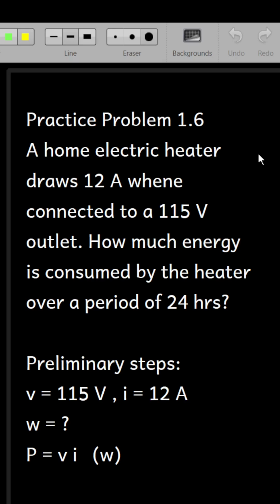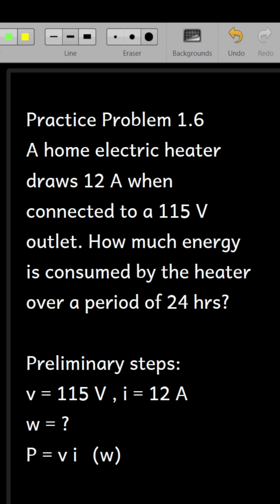So this is practice problem 1.6 from Fundamentals of Electric Circuits by Alexander and Sadiku, 5th edition. The question is: a home electric heater draws 12 amps when connected to a 115 volts outlet. How much energy is consumed by the heater over a period of 24 hours?